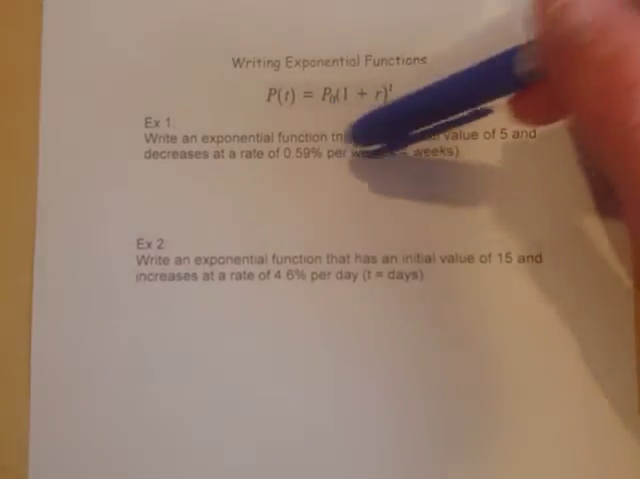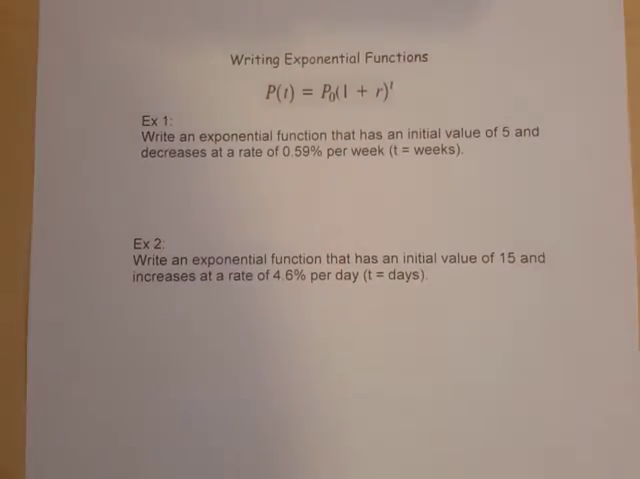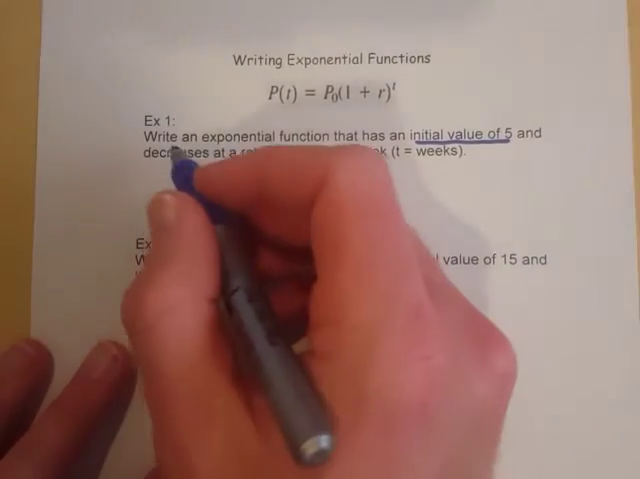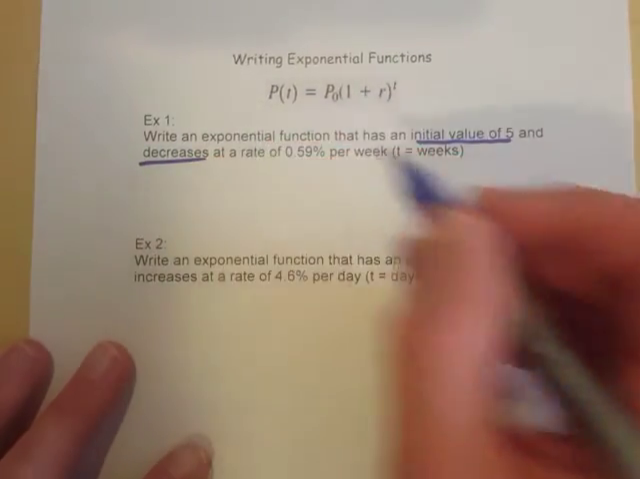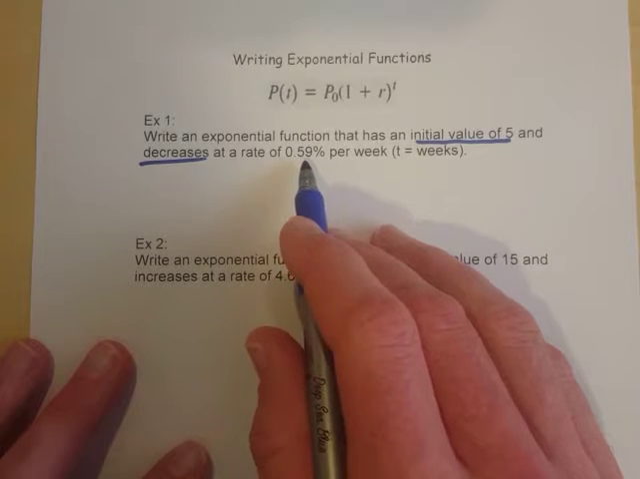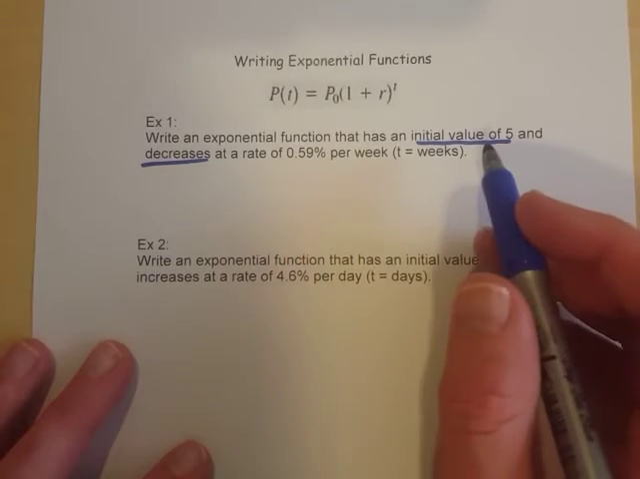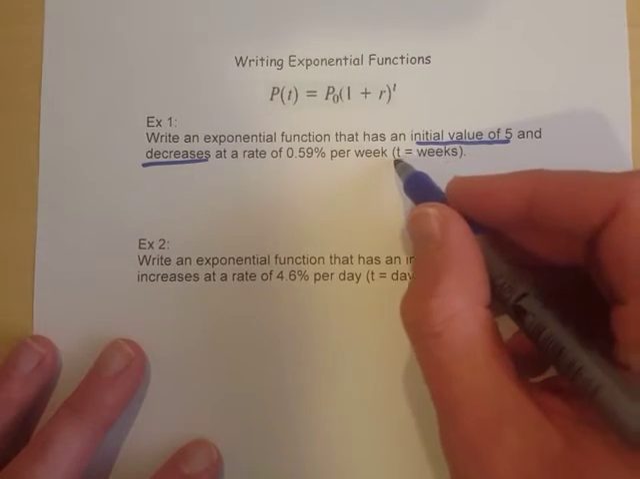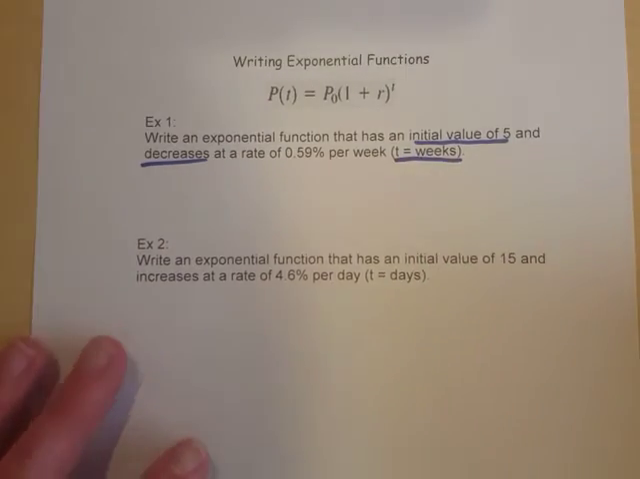So we're going to write an exponential function that has an initial value of 5. Let's underline that. Decreases at a rate of 0.059 or 0.59%, and then per week. So in this case, t is going to be weeks rather than years.